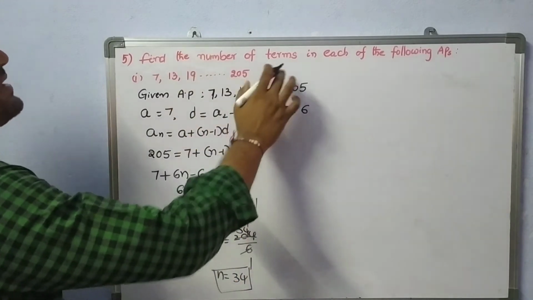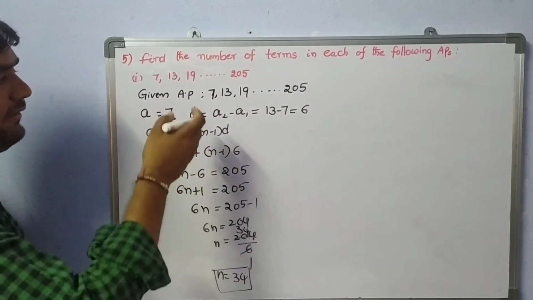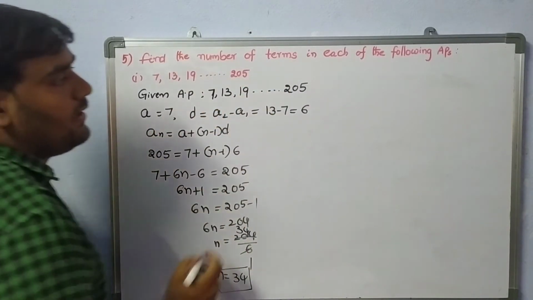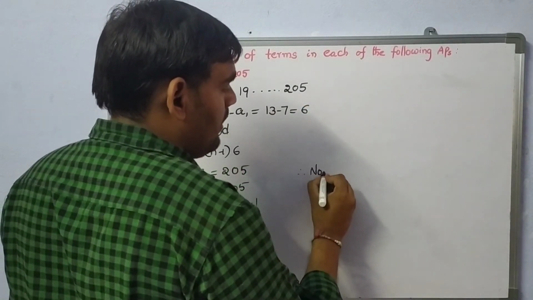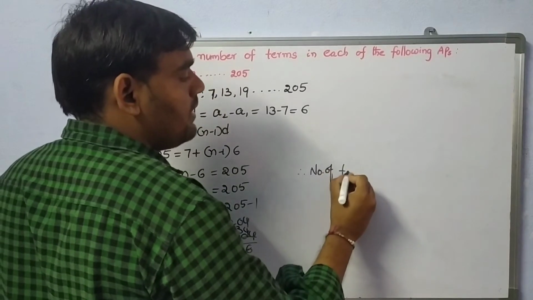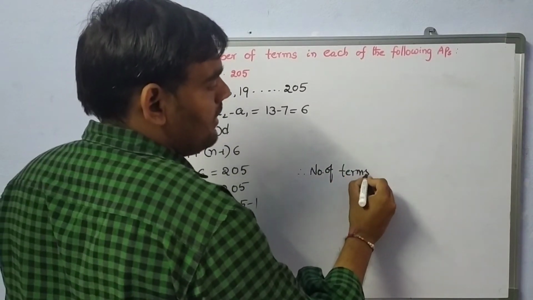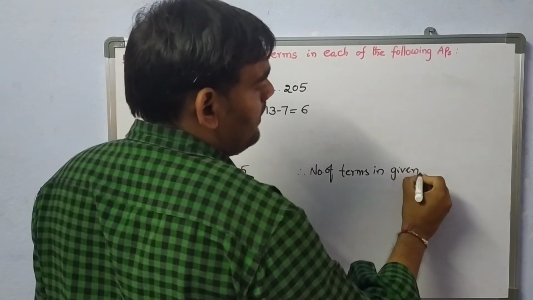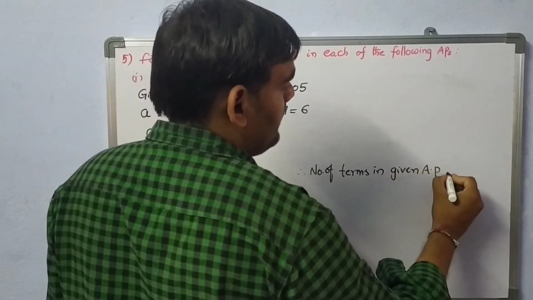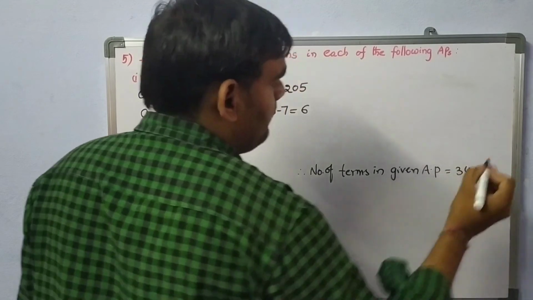Then the number of terms in the given arithmetic progression is 34. So therefore, the number of terms in the given AP is equal to 34.